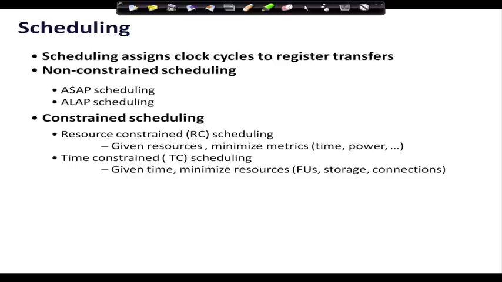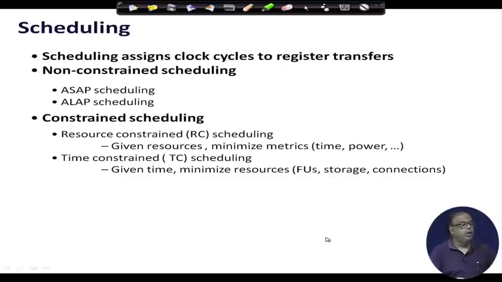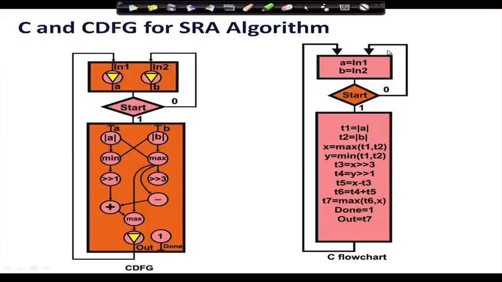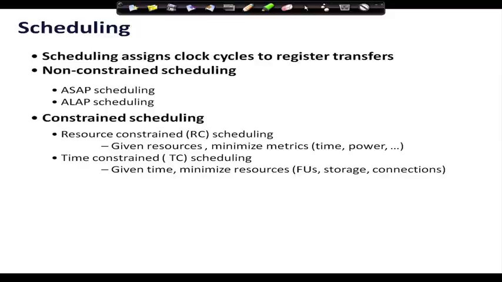So, now let us move to the scheduling proper. As I said, scheduling means assigning clock cycles to register transfers. Now, this is important. What I mean by register transfer is, just in the last step of our earlier lecture, when we allocated the variables to the registers, we could see that all the operations could be represented in terms of data transfer across registers.